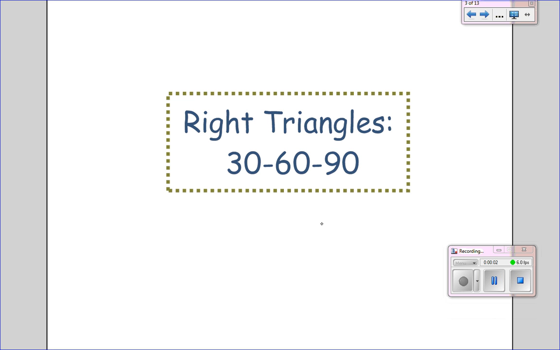In our last video, we looked at special right triangles of the 45, 45, 90 type. In this one, we'll be looking at right triangles that are special that follow a 30, 60, 90 pattern. In other words, the angles of the right triangle will be 90, of course, 30 degrees, and 60 degrees.